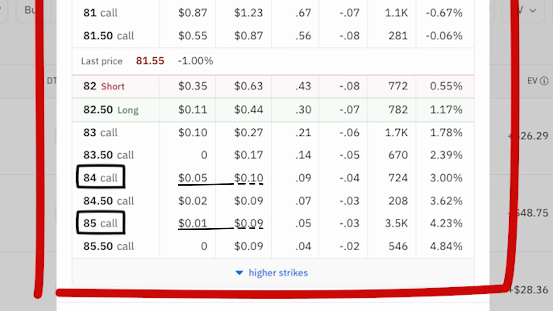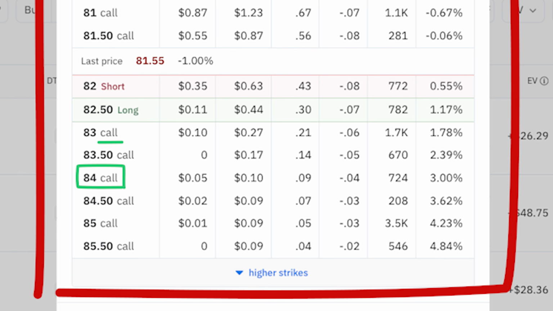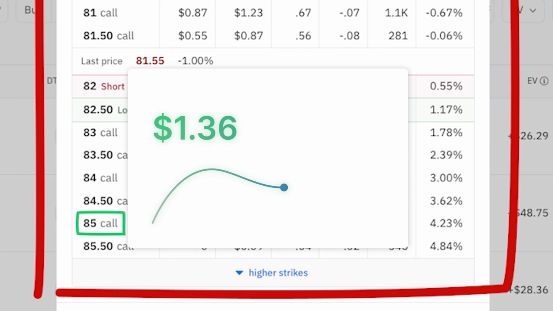But here's the problem. Those are out of the money, which means they're cheaper because they need a big move to matter. So look at this. The 82 call, this is what I'm using. Even this needs about a 45-cent move just to get touched. Now go higher, 83, 84, 85. Now you're asking for a multi-dollar move in just a couple days. That's the catch. Cheap strikes don't give you an edge, they give you a requirement.